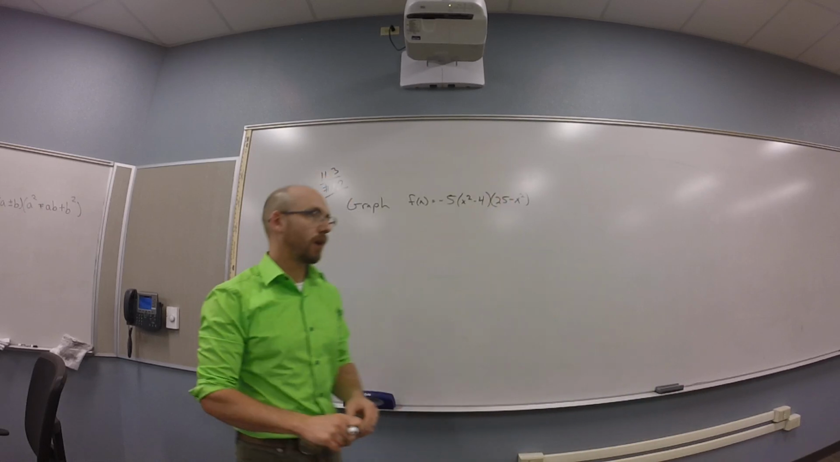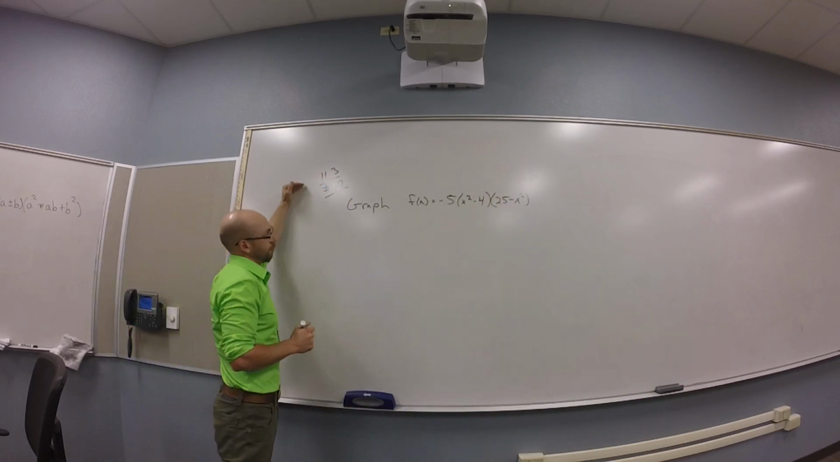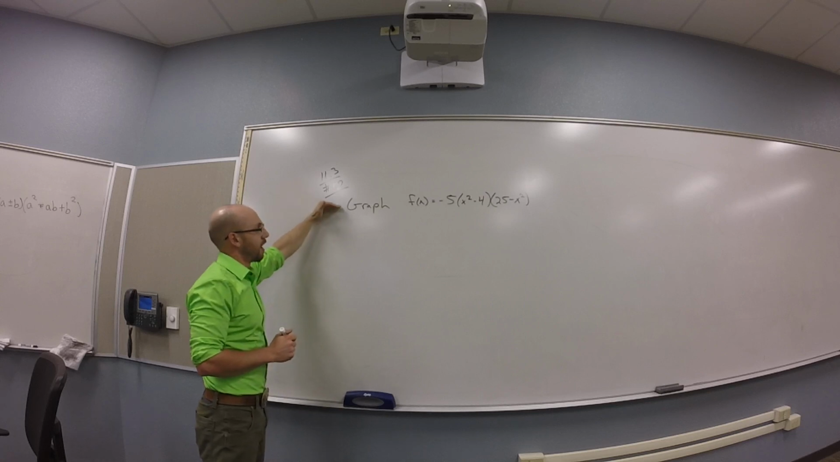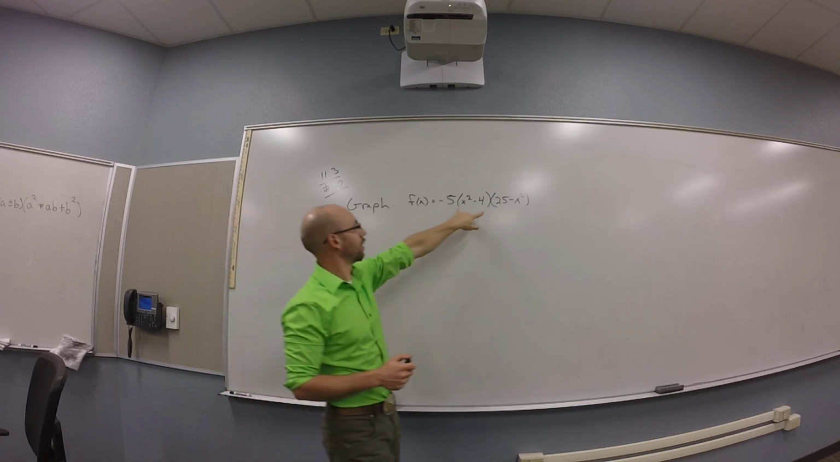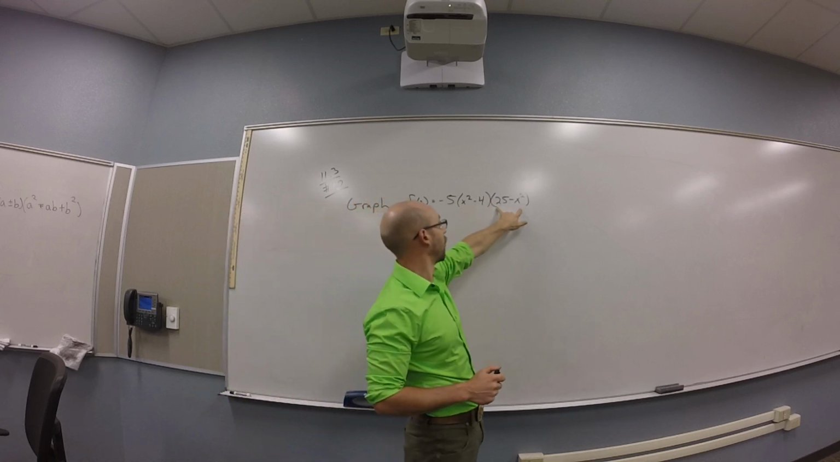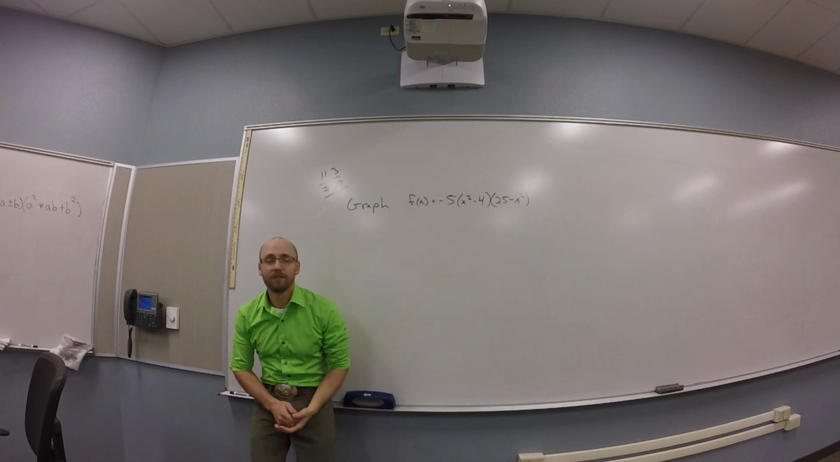Okay, let's see if we can graph a polynomial. So we want to do number 10 and 11.3, which is graph f of x is minus 5 times the quantity x squared minus 4 times the quantity 25 minus x squared. Okay, what do you start with?